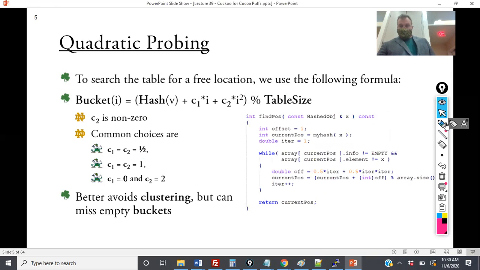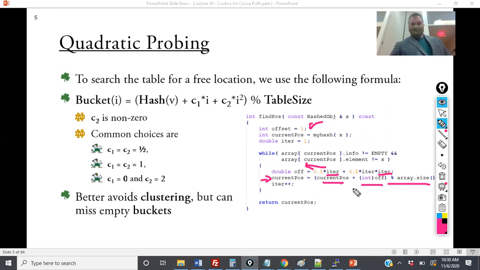So here I have the equation that I would have in code, my offset. We're iterating through, and the iteration is going to start at 1 after the initial hash. Current position is equal to current position plus the offset, which I've calculated here, mod the array size, which is this last part here. We make sure that we still get it into the size of the bucket. And then we increase the iterator. If that is not empty, or it's not a location defined, then we just move on to the next iteration. Does that make sense to everybody?